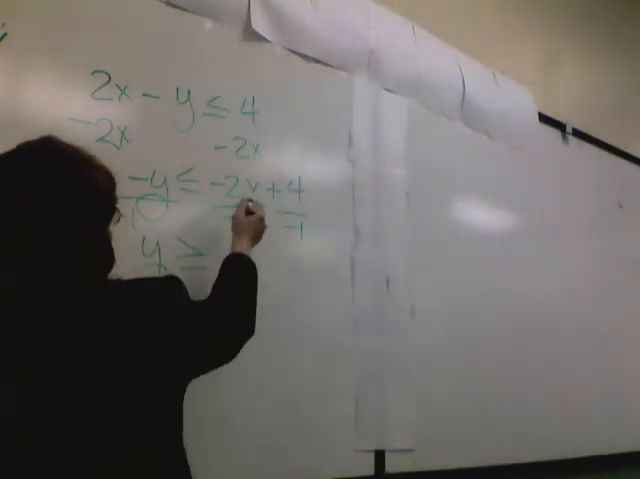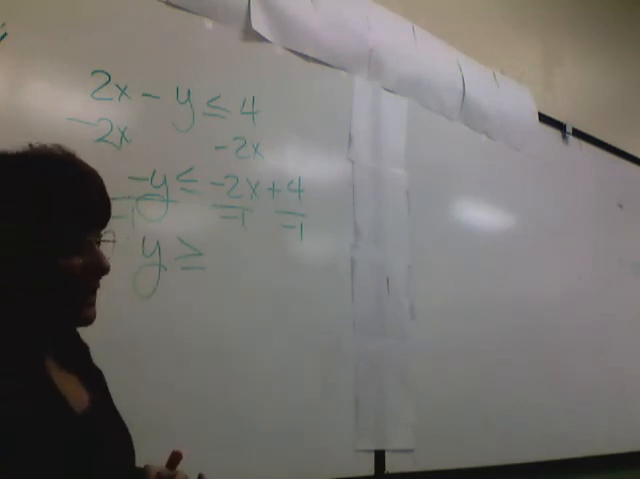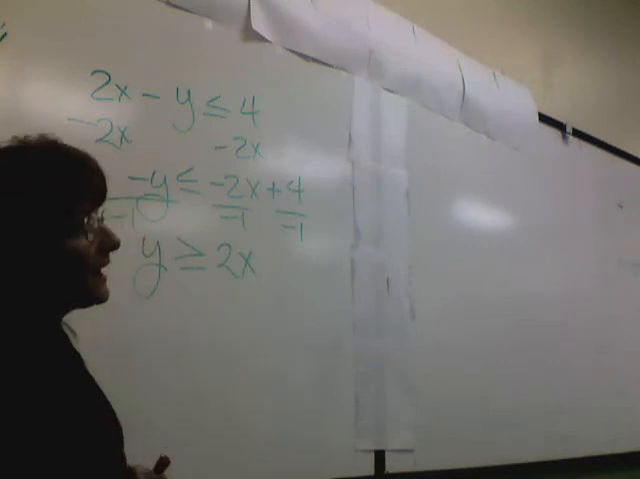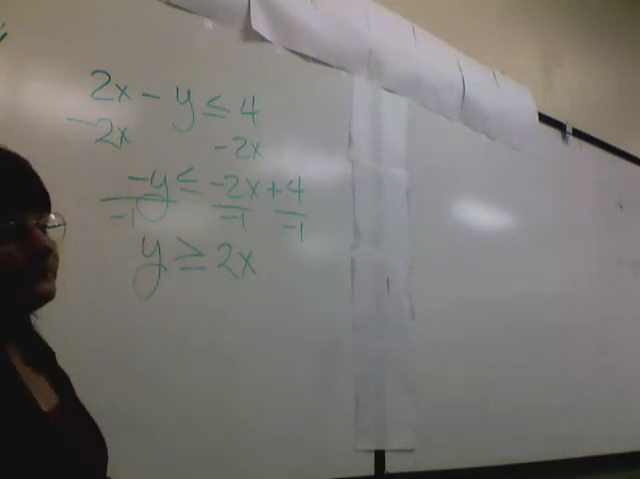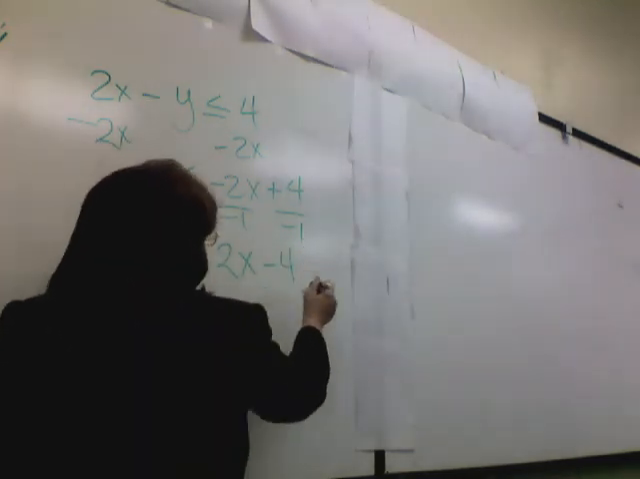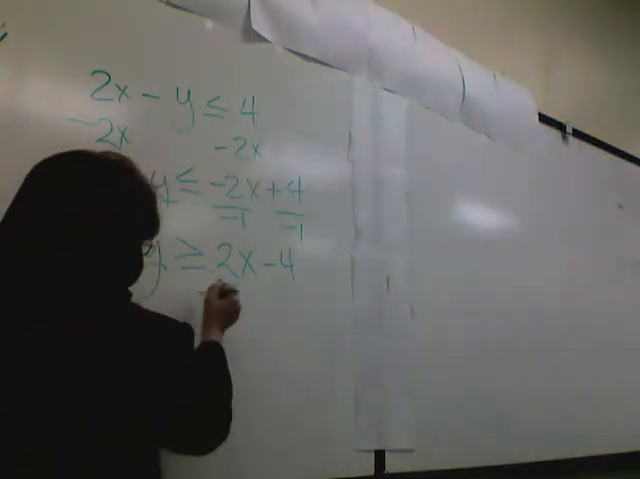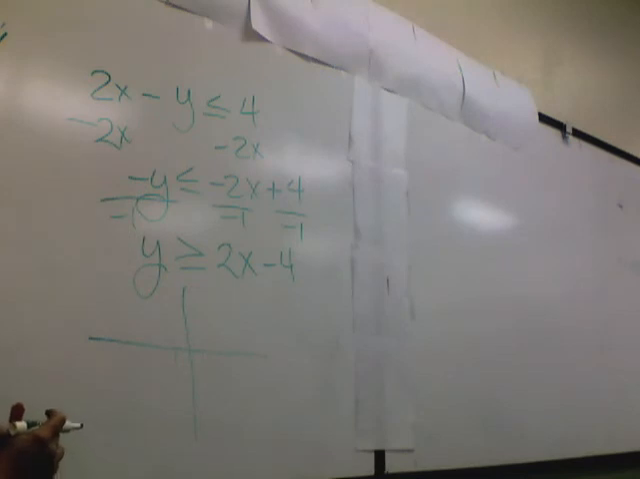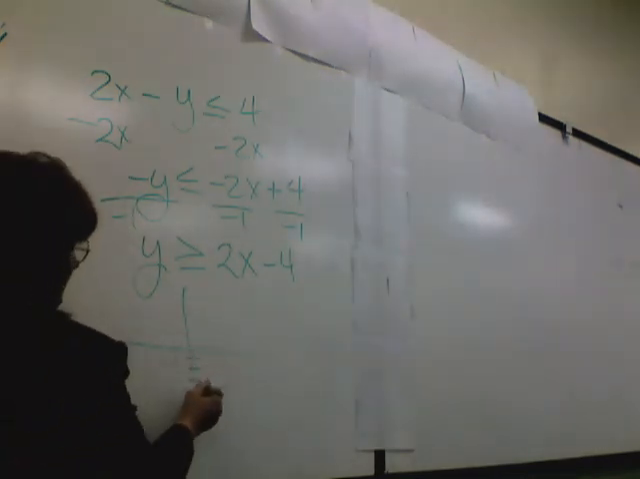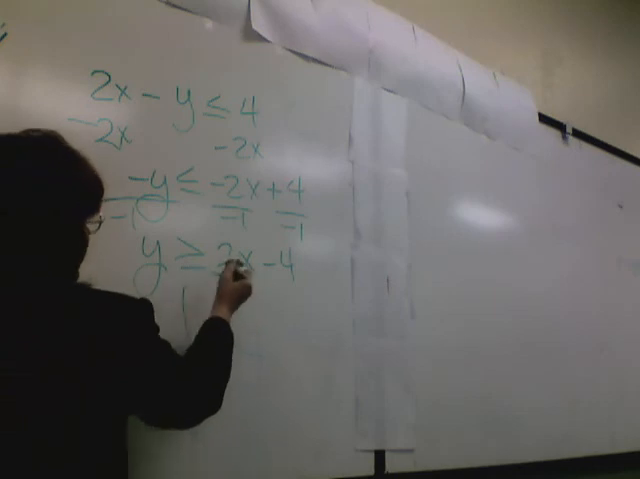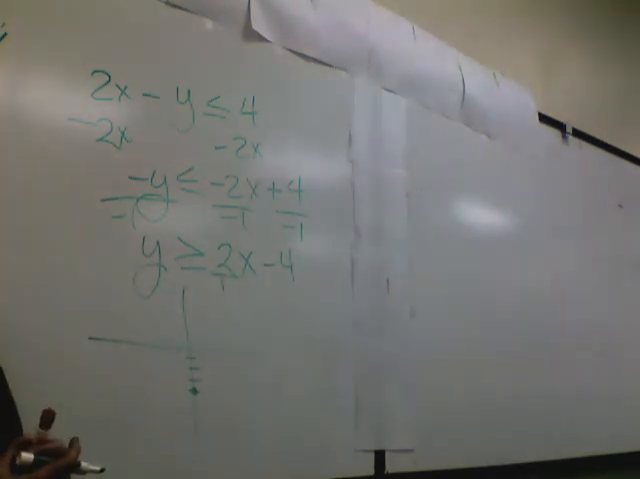Okay, y, negative 2 divided by negative 1, positive 2x, and then what's the y-intercept? Negative 4. We're just going to sketch this. We have to do that first. So at the negative 4, what is our slope? 2 over 1.